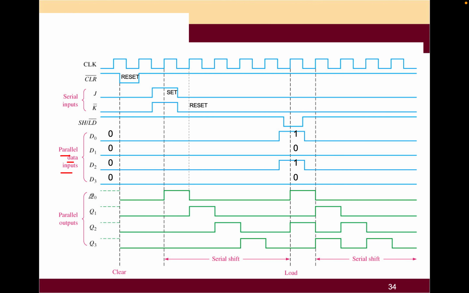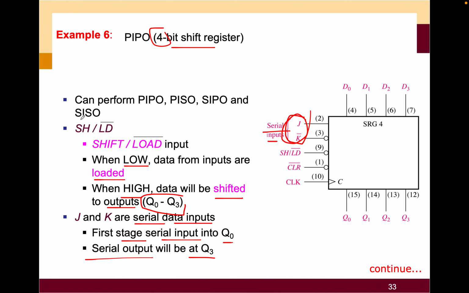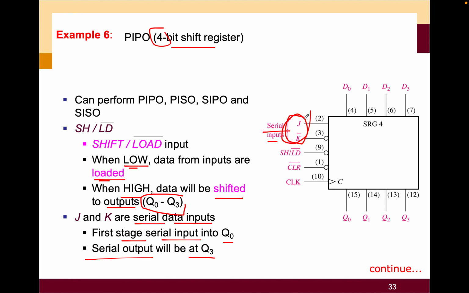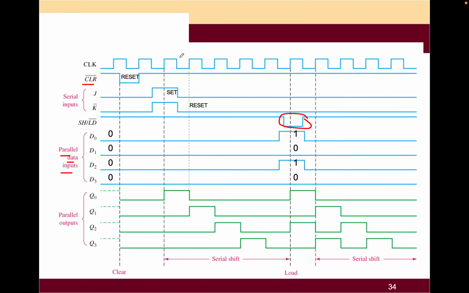So this is your output side. When you have the positive clock, what will happen? At this side you can see you're going to have SH. SH is shift and load input. When low, data inputs are loaded. This is the side where you feed in the value of your data input. But in this question, it's not given anything. But throughout this timing diagram, you know what the data input is. So your data input will be D0, D1, D2, and D3.